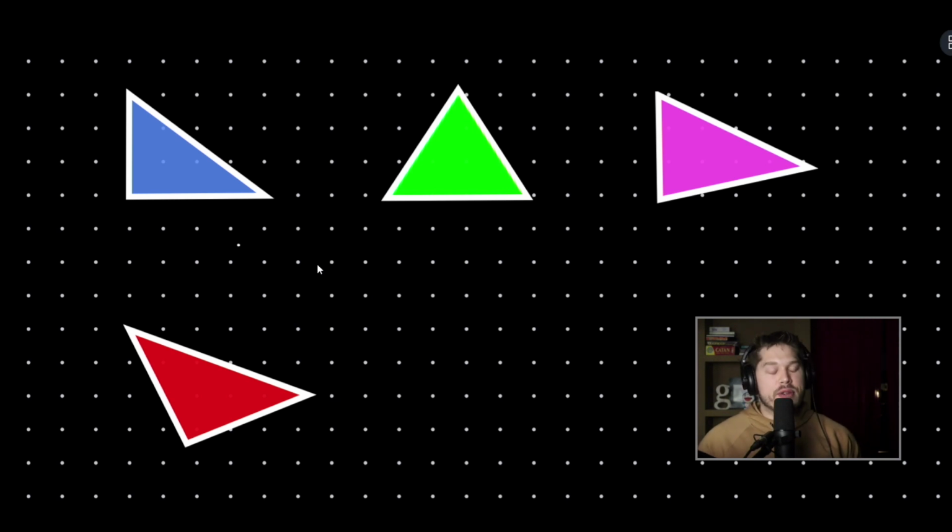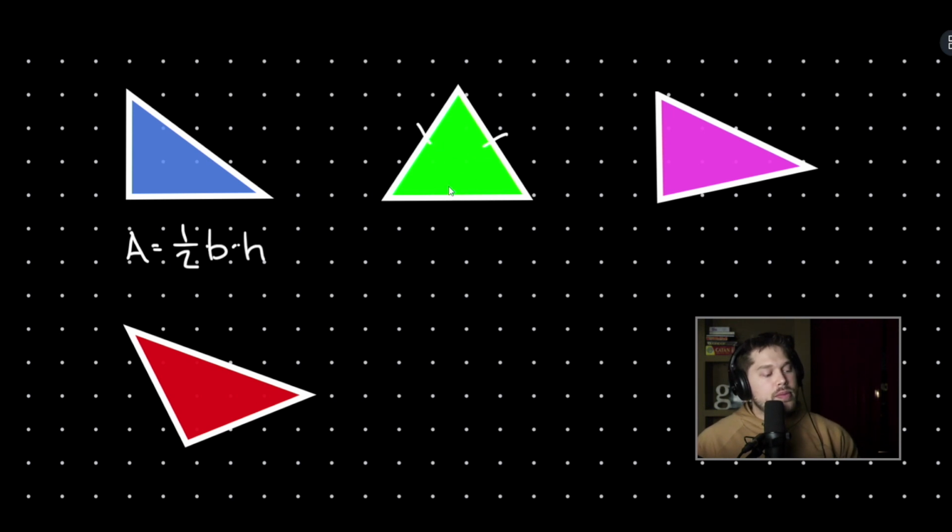Next, we have a bunch of triangles, and believe it or not, there are actually 4 formulas to find the area of a triangle. Most of you are probably familiar with our most basic formula, 1/2 times base times height, also base times height divided by 2, same thing. If we're given an equilateral triangle, then we can use the formula area is equal to the square root of 3 divided by 4 times the side length squared.